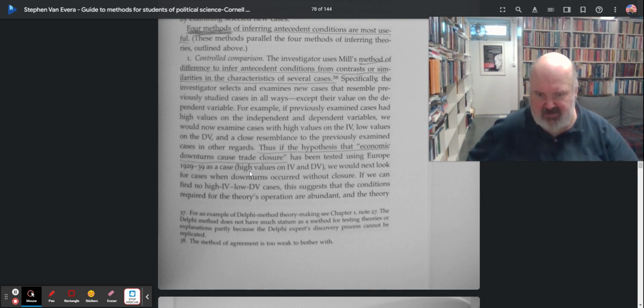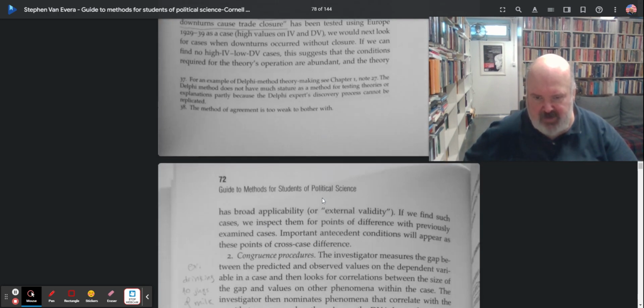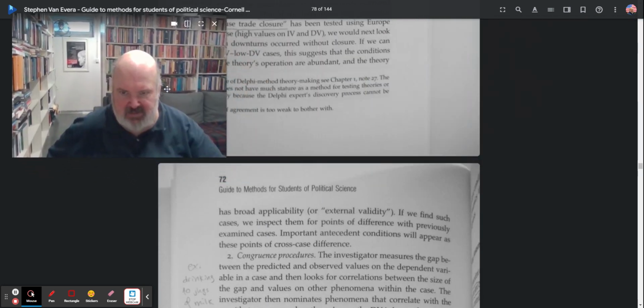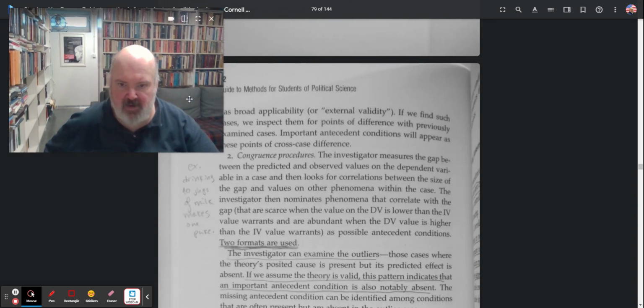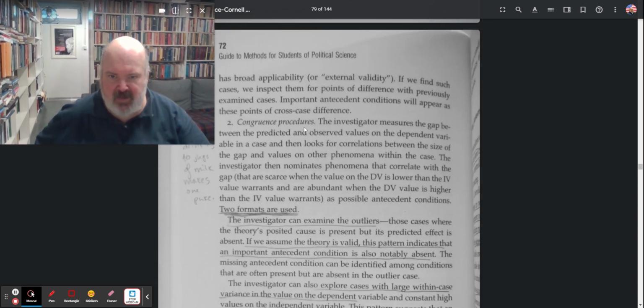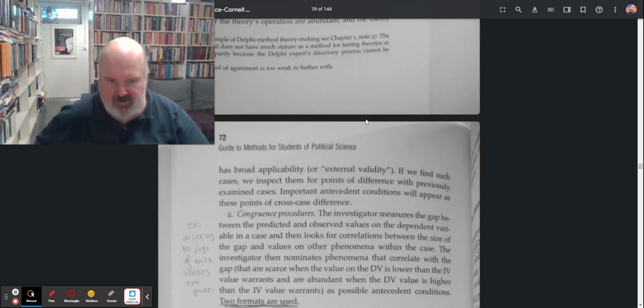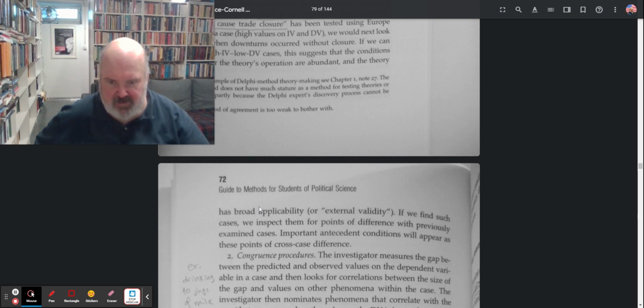Thus, if the hypothesis that economic downturns cause trade closure has been tested using Europe 1929-1939 as a case, with high values on the IV and DV, we would next look for cases when downturns occurred without closures. If we can find no high IV, low DV cases, this suggests that the conditions required for the theory's operation are abundant, and the theory has broad applicability and external validity, right?